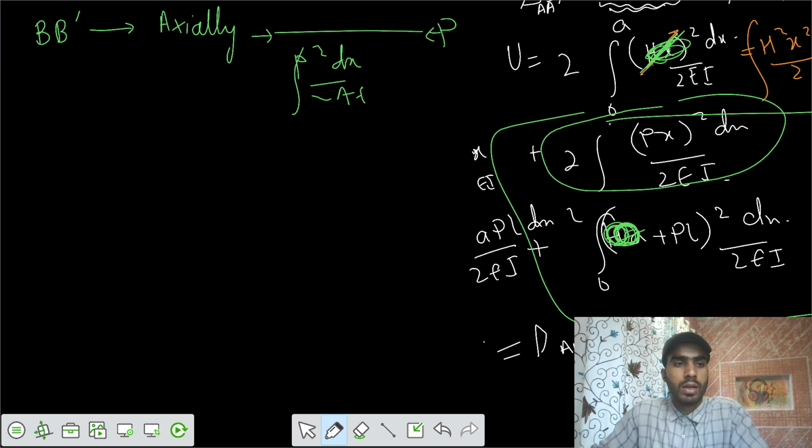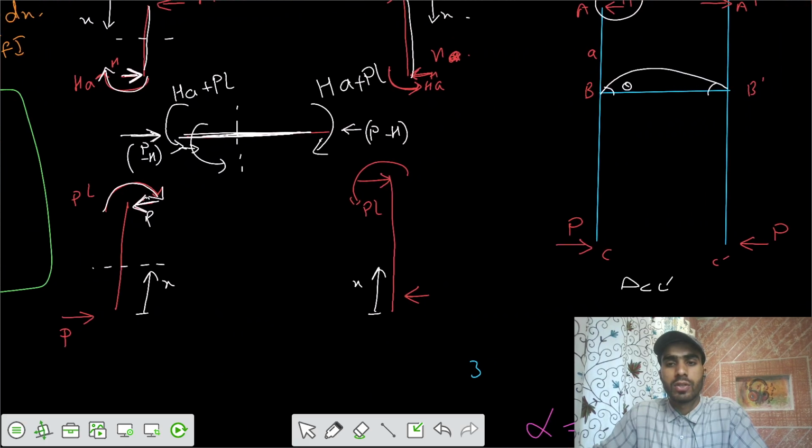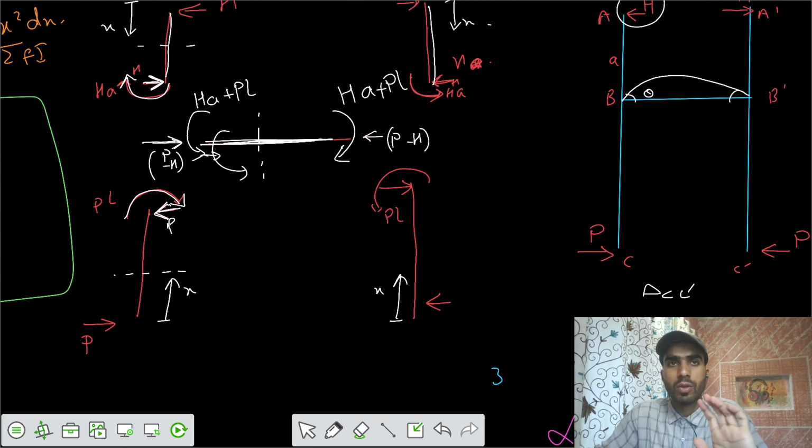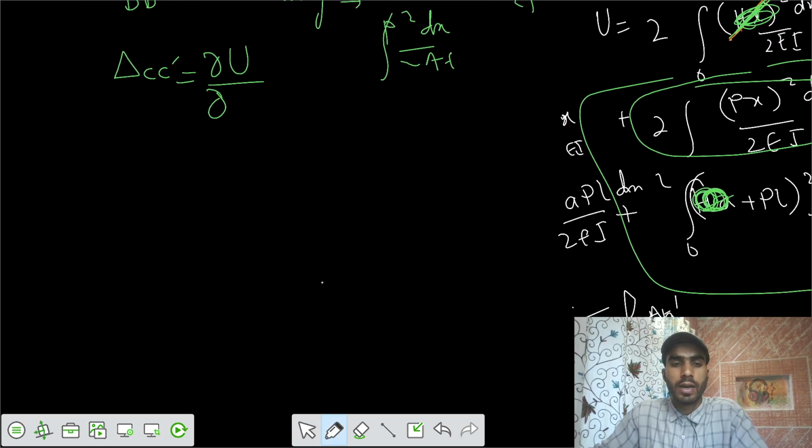Let's say now you want to get delta CC dash relative. So we would say ∂U/∂P. Since there is already an applied load acting at point CC dash, there is no need to apply a pseudo load at point C. So ∂U/∂P is already acting at that point. At both points C, that load P is acting, so this will give me the relative displacement between points C and C dash.